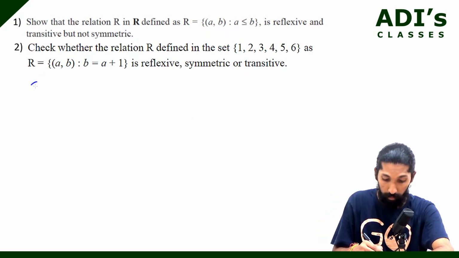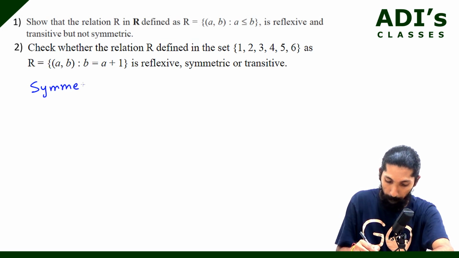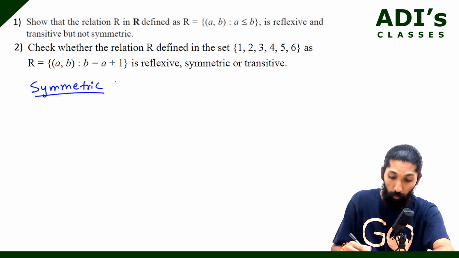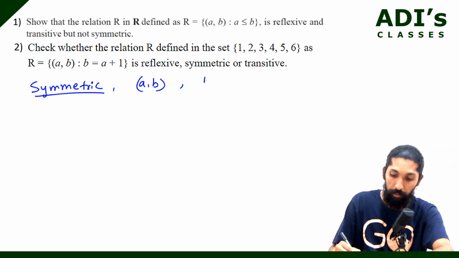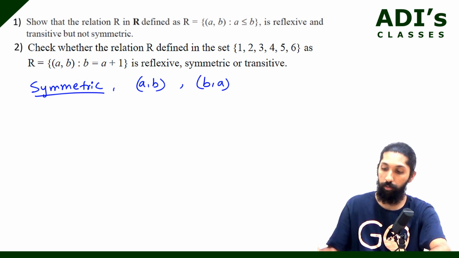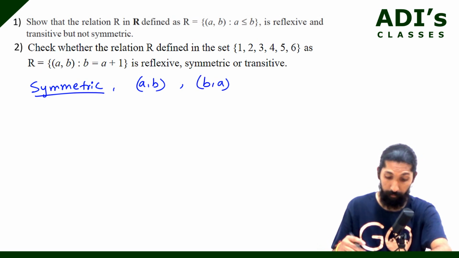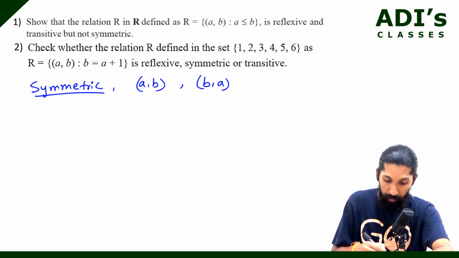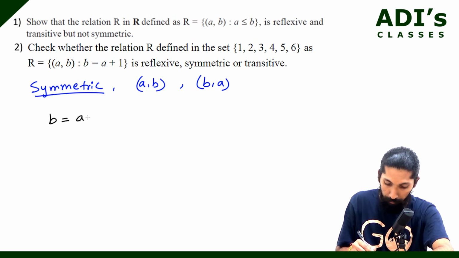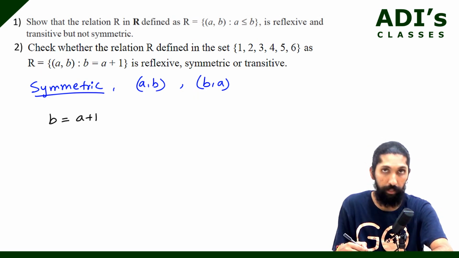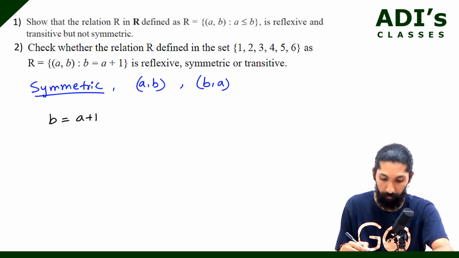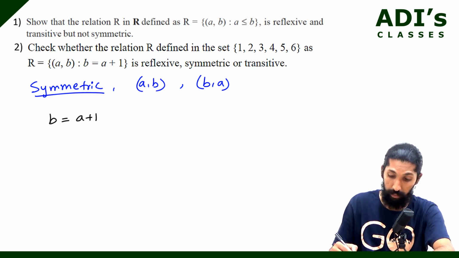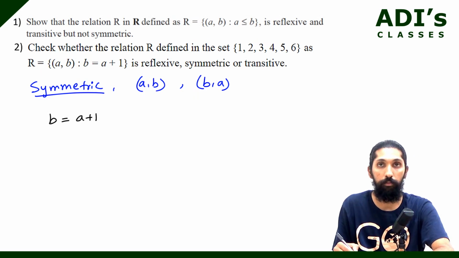Now for symmetric relation, what do we have? If (a, b) belongs to R, then (b, a) should also belong to R, correct? This is what we mean by symmetric. In this case, (a, b) is nothing but b is equal to a plus 1, correct? Next, what do we have? The second relation is (b, a). That means a is equal to b plus 1, correct?